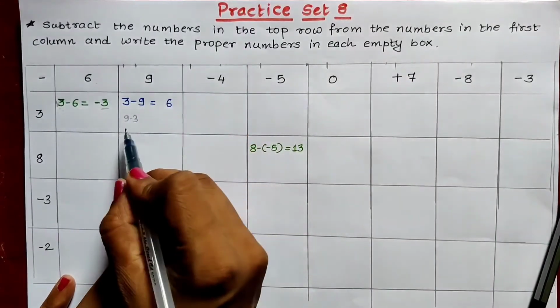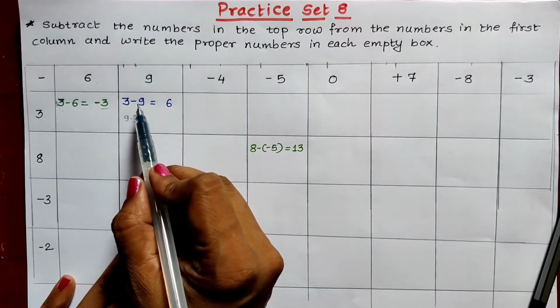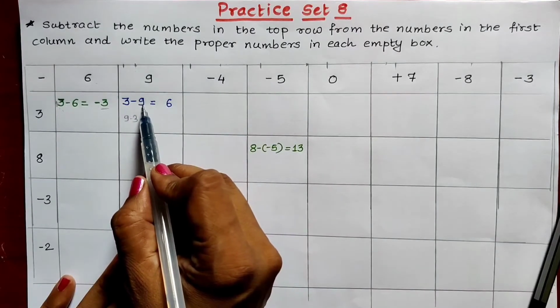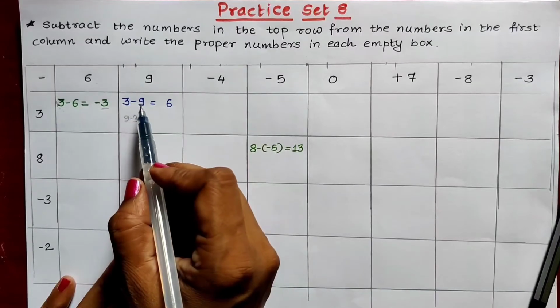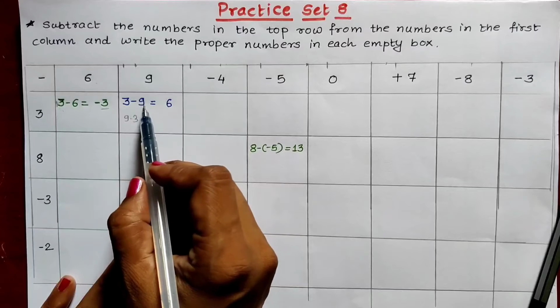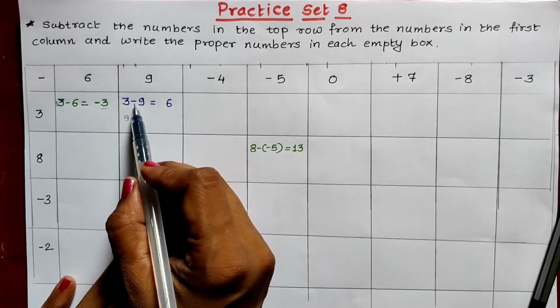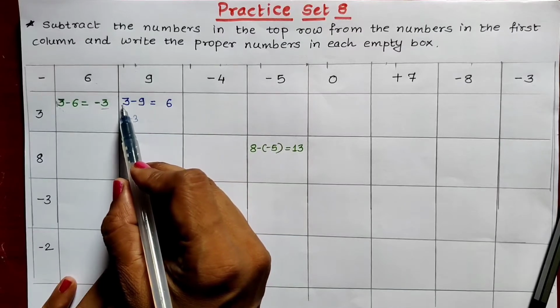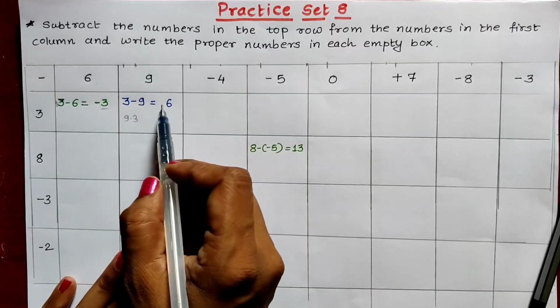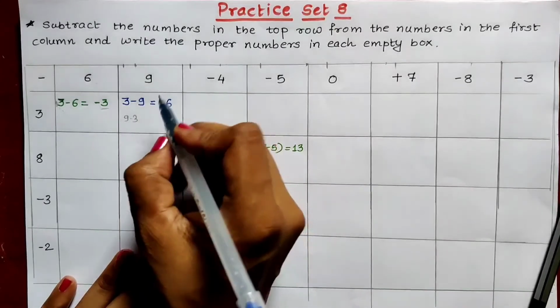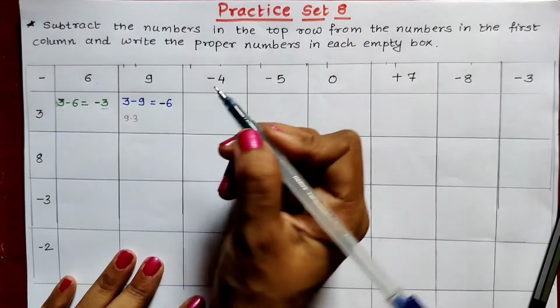And which sign should be given to the answer? Sign of the bigger number should be given to the answer. Bigger number is 9 and the sign of 9 is minus. The sign of a number is written in front of that number. In front of 9, a minus sign is written. So sign of 9 is minus. In front of 3 there is no sign, that means sign of 3 is plus. Always keep this in mind. So we always give the sign of the bigger number to the answer. So the answer is minus 6.